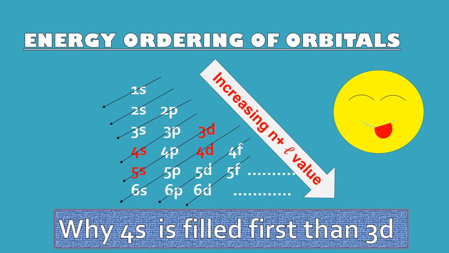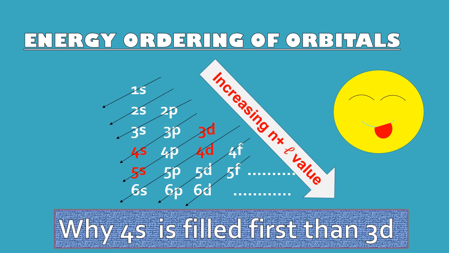So why do we fill the 4s subshell first instead of the 3d subshell? It is because the 4s has less energy as compared to the 3d subshell. Therefore, 4s is filled first with electrons. Similarly, you can see here that the 5s orbital is filled first with electrons instead of the 4d subshell. The reason is the same, that the 5s has less energy as compared to the 4d subshell.